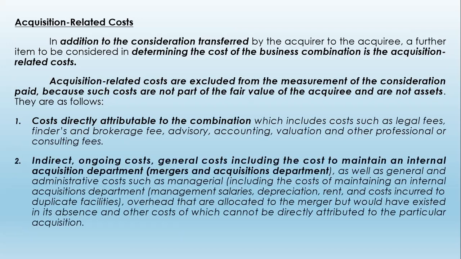Indirect ongoing costs, general costs, including the cost to maintain an internal acquisition department, mergers and acquisitions department, as well as general and administrative costs such as managerial, including management salaries, depreciation, rent, and costs incurred to duplicate facilities, overhead that are allocated to the merger but would have existed in its absence, and other costs which cannot be directly attributed to the particular acquisition.